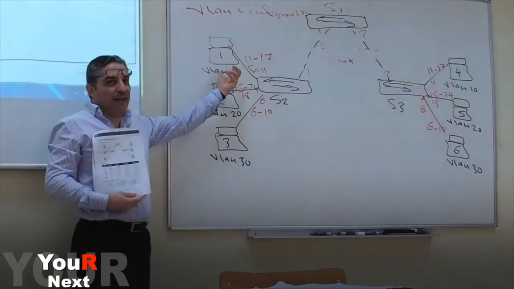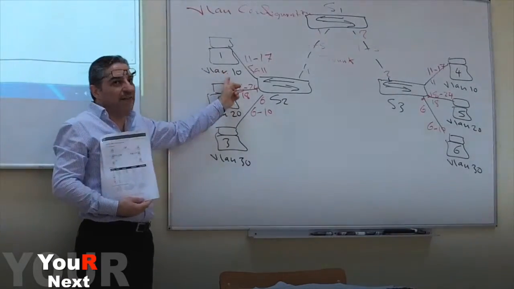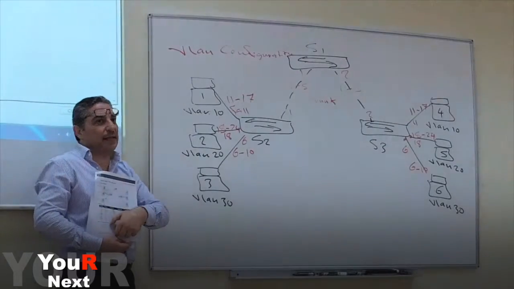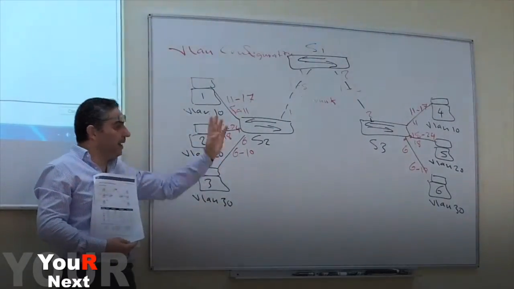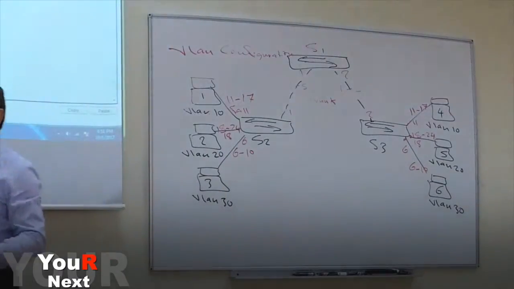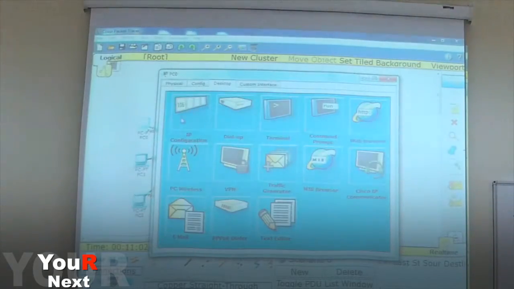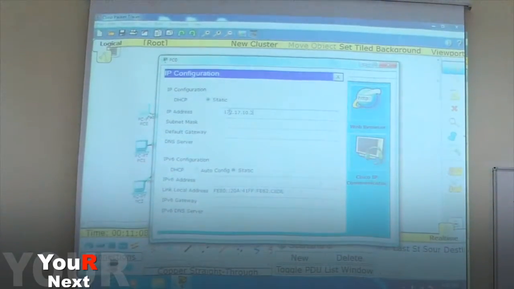PC1 belongs to VLAN 10, so I'm going to set up the IP address 172.17.10.21 according to the addressing table. And that one belongs to VLAN 20, VLAN 30, and so on. Set up the IP address inside all the PCs. PC1, the first one: Desktop, IP Configuration, first one, 172.17.10.21.